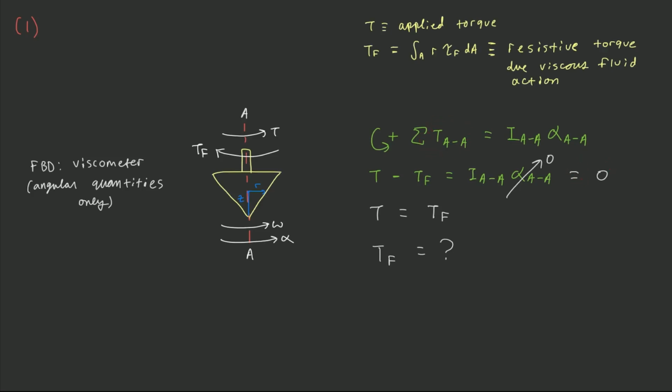Since we have our applied torque going counterclockwise and our viscous torque going clockwise, we can then write T minus TF is equal to 0, remembering T and TF are both magnitudes because we've manually applied the sign here as negative. So basically what Newton's second law says is the applied driving torque is equal to the resistive viscous torque, or the magnitude of the driving torque is equal to the magnitude of the viscous torque. So now the question is, how do we calculate the viscous torque, TF?